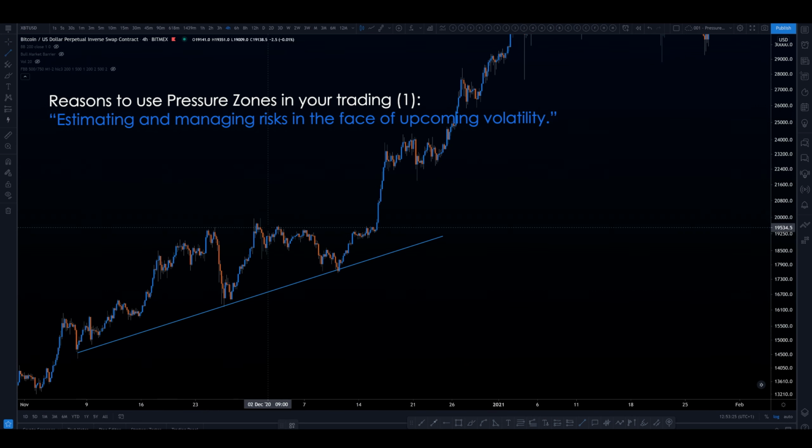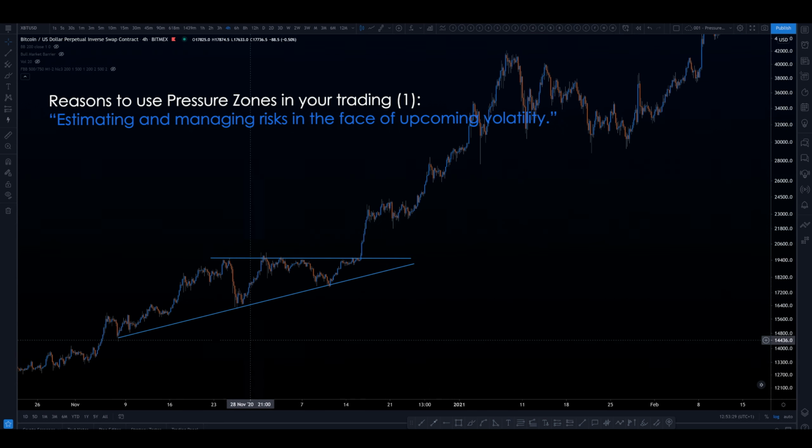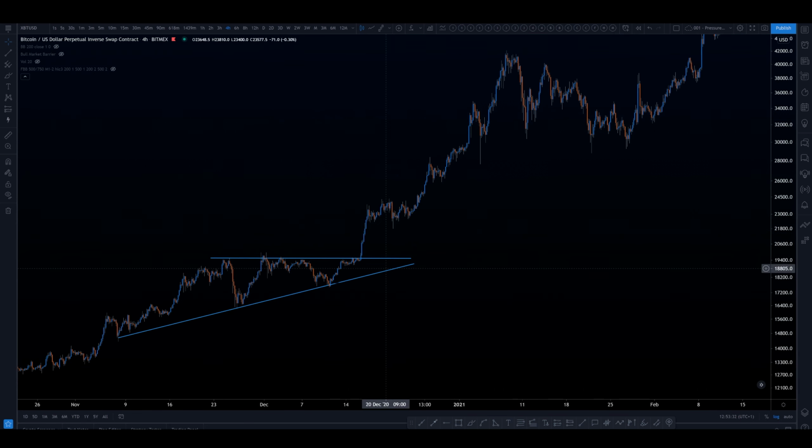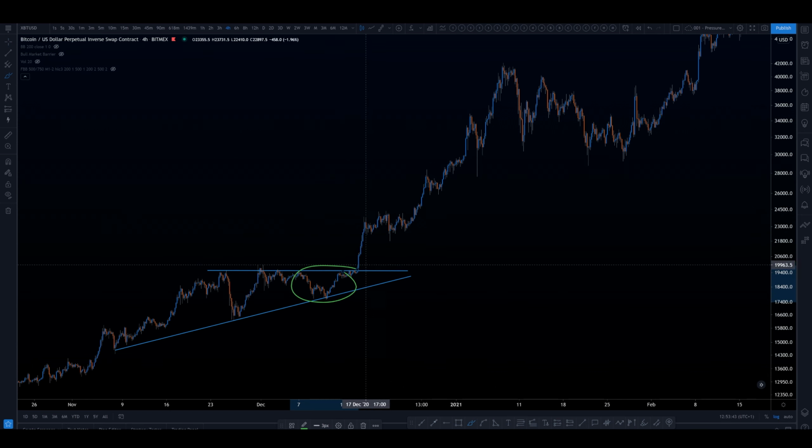I'm just going to draw some trend lines and levels. As you can see, we do have this ascending triangle here, and there's a pressure zone. The peak is around here in this range, so we can expect something to happen here. We know that there will be volatility, either to the up or to the downside or to both sides. So we can manage our risks.